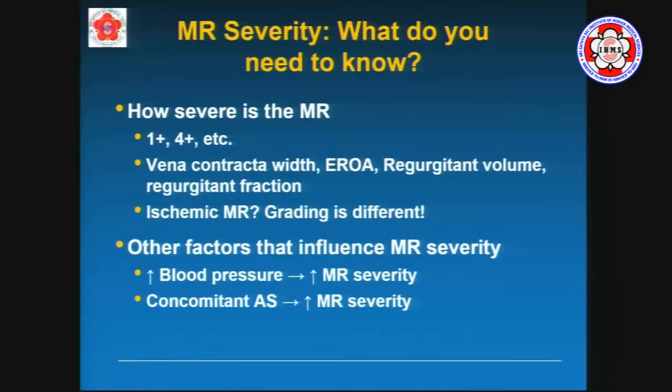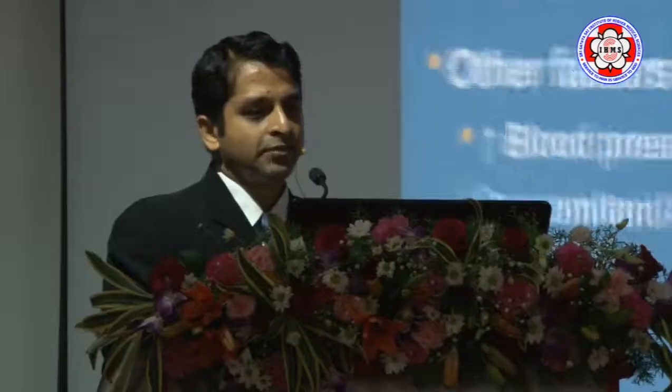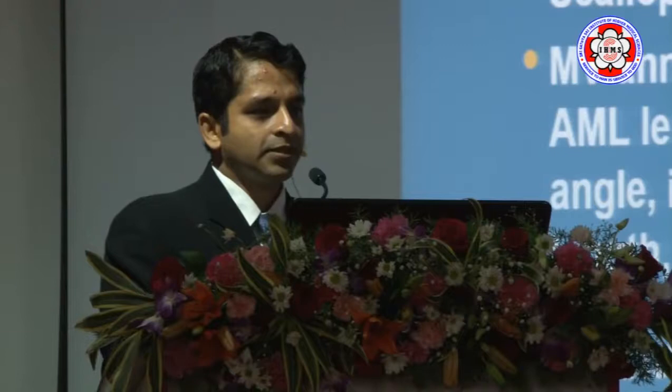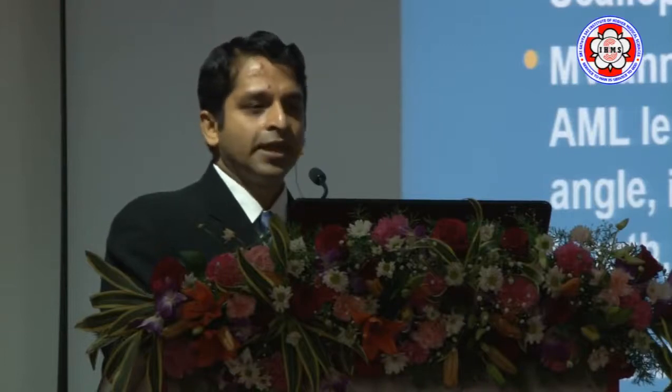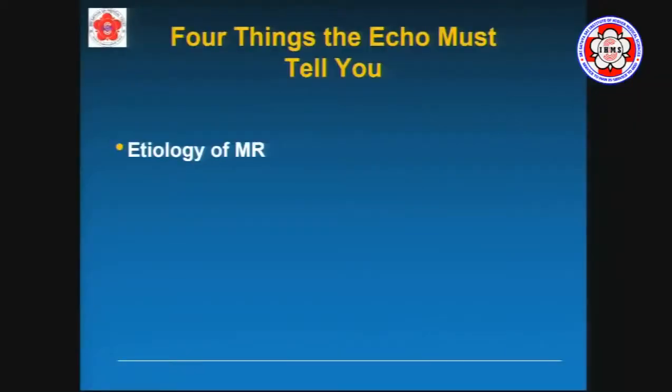Other things that you need to know is that there are a lot of things that affect MR severity as we grade them. Things like higher blood pressure will increase your MR severity grading, and the opposite is also true. And obviously, if you have aortic stenosis or even to some degree aortic regurgitation, that will increase your MR severity as well. So briefly, that's how to grade MR severity, and then once you know that, you need to say what's causing the mitral regurgitation. What's the etiology of this?